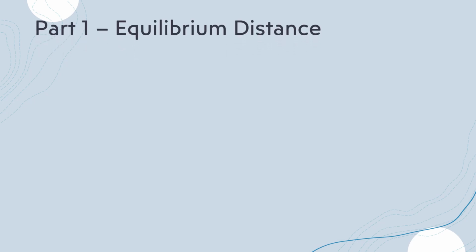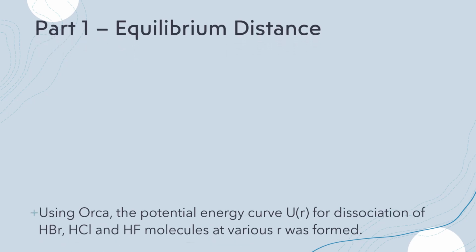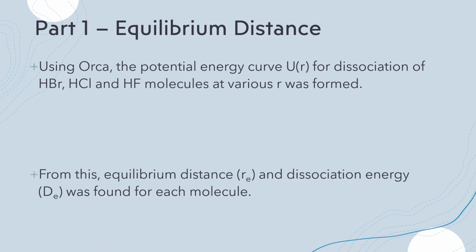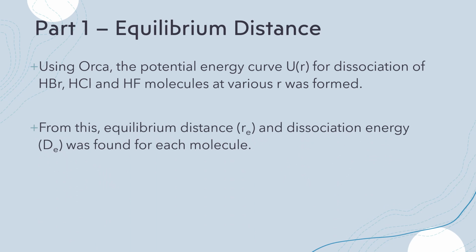In part 1, Orca was used to calculate the potential energy curves for the dissociation of HBr, HCl and HF with different internuclear distances between the ranges of 0.4 and 3 angstrom. This allowed the equilibrium distance and dissociation energy of each molecule to be determined.